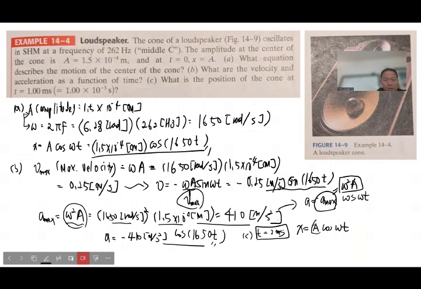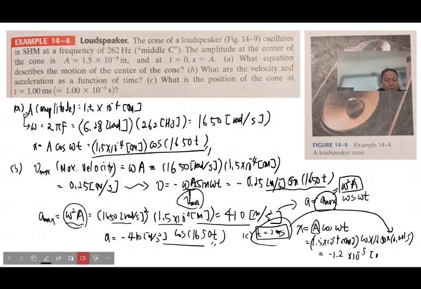So the A is 1.5 times 10 to the minus 4 meter, the maximum amplitude. And now you plug in 1650. And now you plug this 1 millisecond into the t, which is 0.001 second. So you plug them all into this formula, and that leads to the answer of question C, which is 1.2 times 10 to the minus 5 meter.